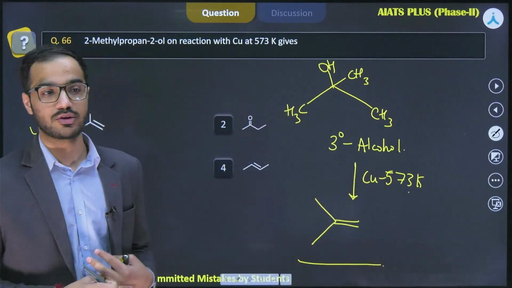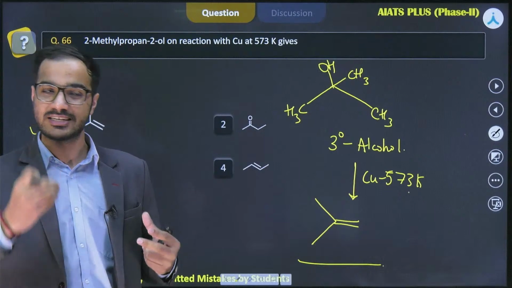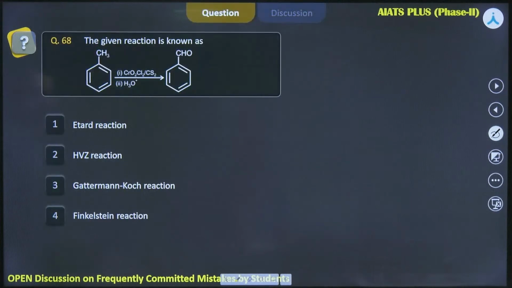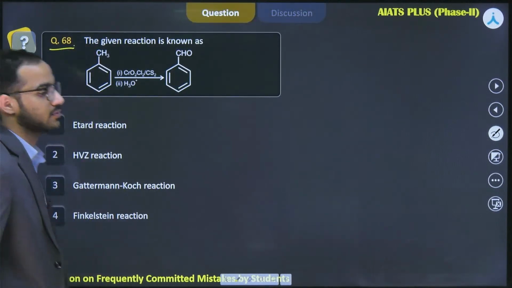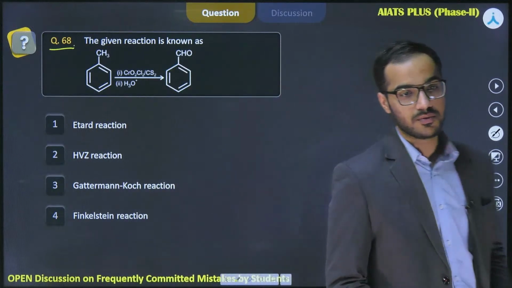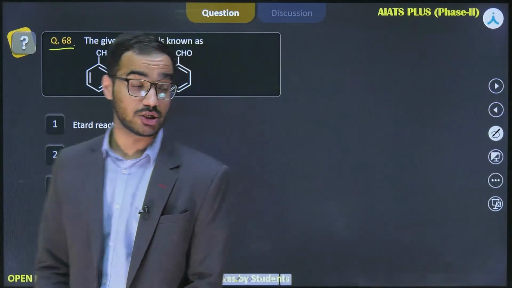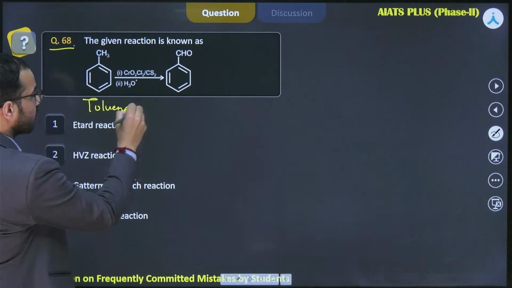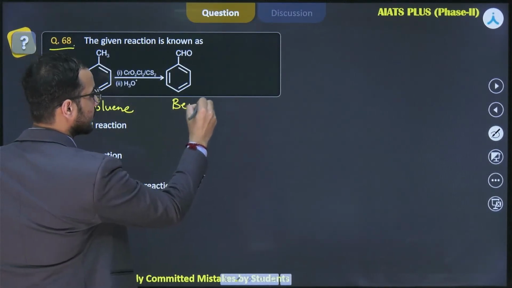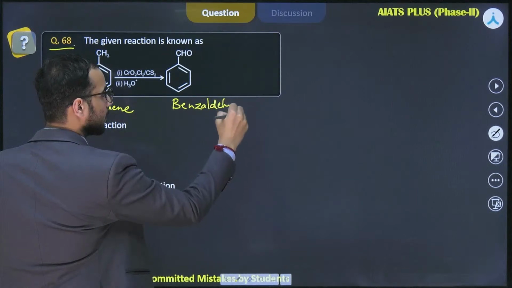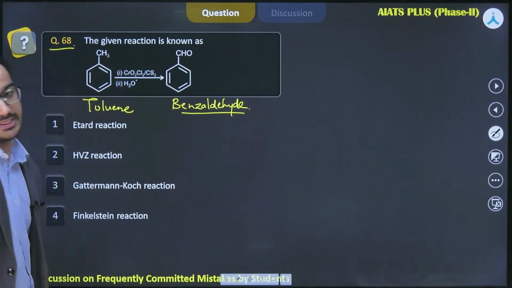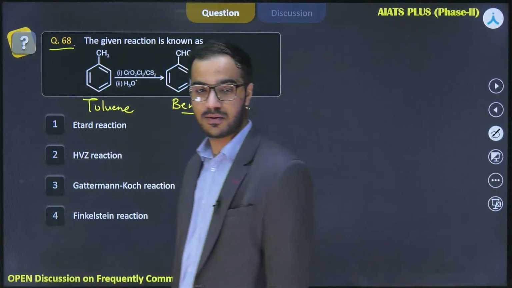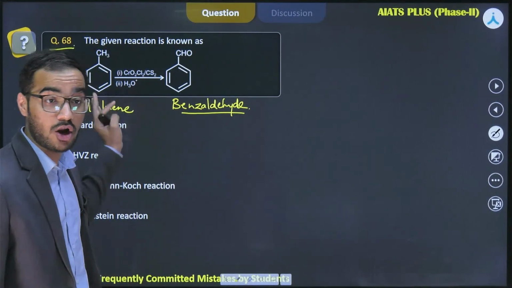Okay, let us move to the next question and discuss what the next question is majorly dealing with. We have question number 68. In this reaction, what is it? This is the conversion of toluene to benzaldehyde. Toluene to benzaldehyde.